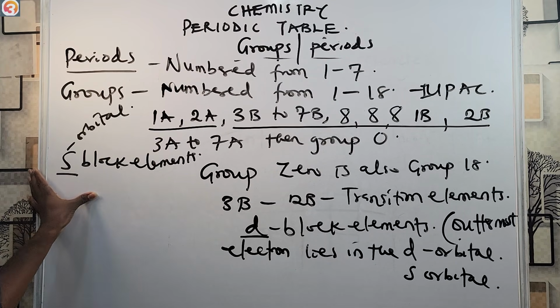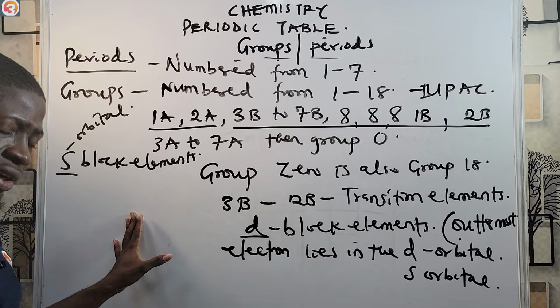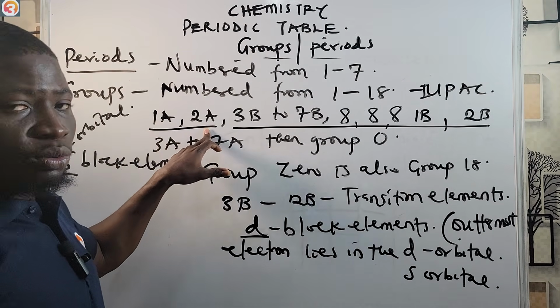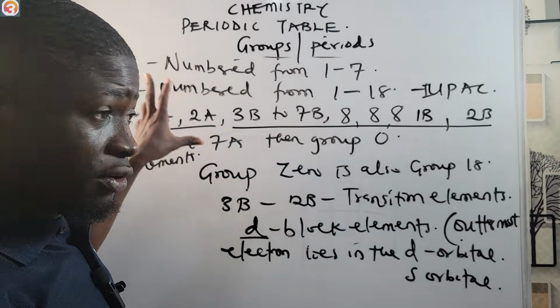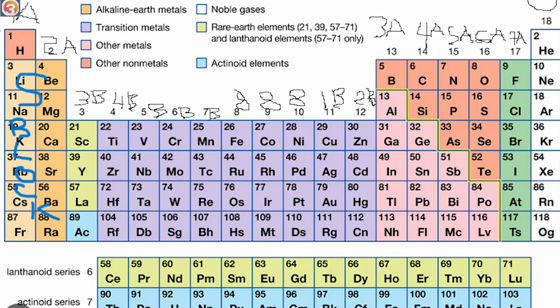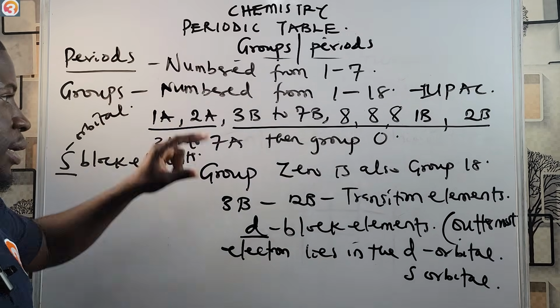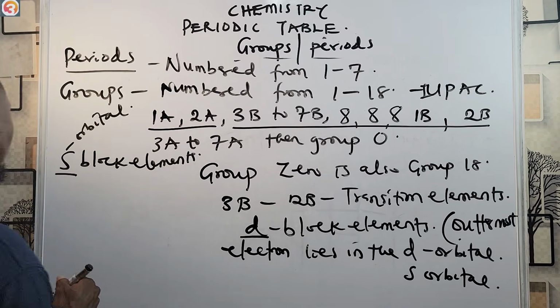So the S block elements are called S block elements because the outermost electron resides in the S orbital, and they correspond to 1A and 2A. I'm going to highlight it for you as you are following. In case I'm not able to show you the full periodic table at a glance, make sure you have your own periodic table by your side while you are watching this video, so that I can easily show where I'm highlighting. So the S block elements are from 1A to 2A. Then we now have another one called the P block.